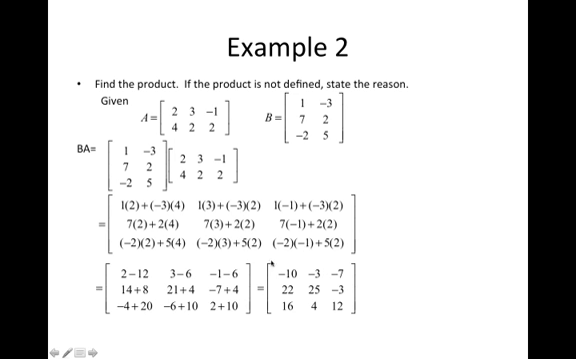2 minus 12 is negative 10. 3 minus 6 is negative 3. Negative 1 minus 6 is negative 7. 14 plus 8 is 22. 21 plus 4 is 25. Negative 7 plus 4 is negative 3. Negative 4 plus 20 is 16. Negative 6 plus 10 is 4, and 2 plus 10 is 12, and there is your product.